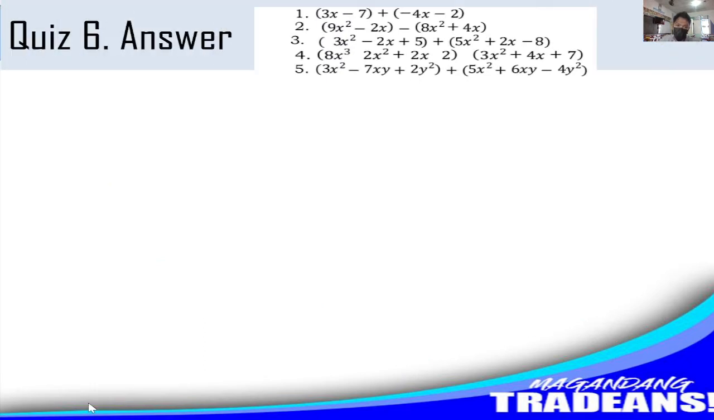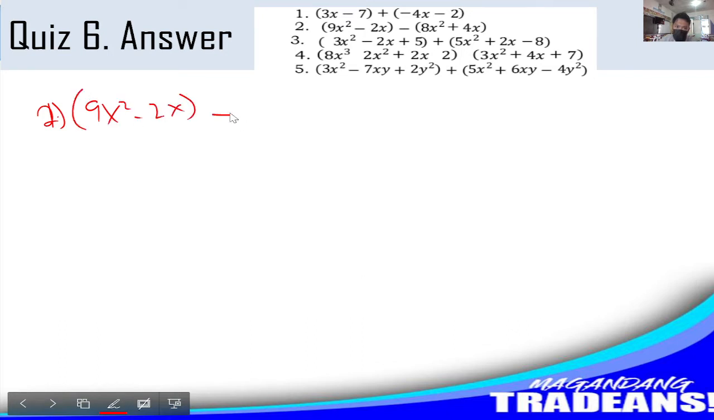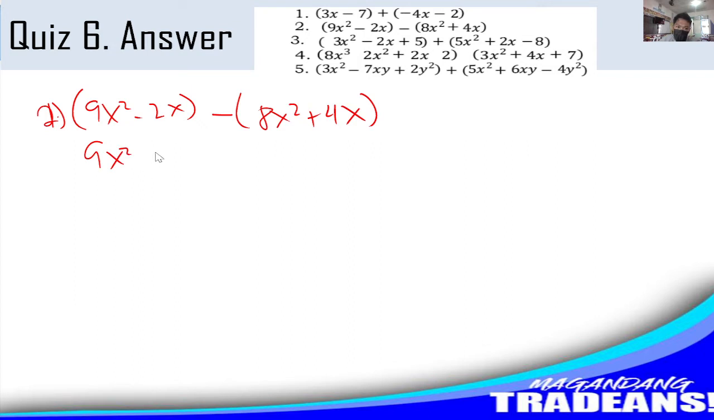For number 2, for a while, I'll be finding the pen. So for number 2, we have the given 9x squared minus 2x, the group of 9x squared minus 2x, subtracted from the group of 8x squared plus 4x. In this case, the first group is subtracted by the second group. When subtraction is used, take note, bring down the first group. The second group, reverse the sign of what is inside. 8x squared is positive, so it becomes minus 8x squared. Positive 4x becomes negative 4x.